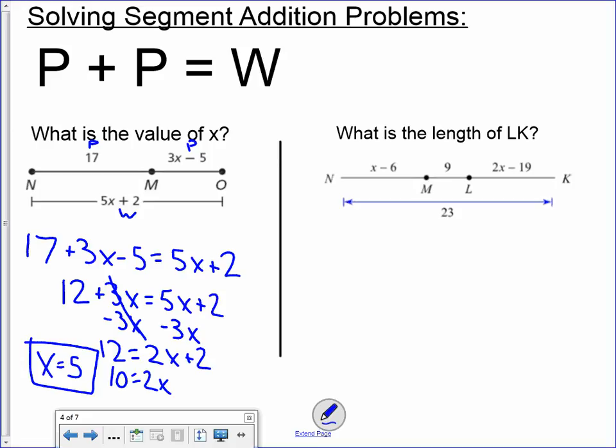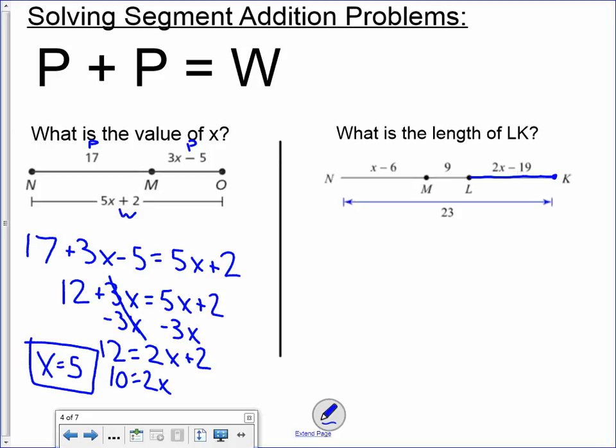For the next one, a question that could be asked is what's the value of x, or what is a certain length of a segment or a piece? Notice here the question is asking what is the length of LK? To know that, I need to know the value of x, because right now LK is represented by 2x minus 19. Without knowing the value of x, I can't figure out what its length is. So I'm going to use the big idea that piece plus piece equals whole to solve for the value of x. I have a line segment NK.